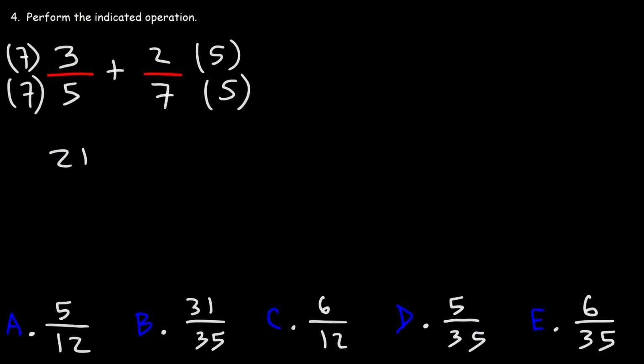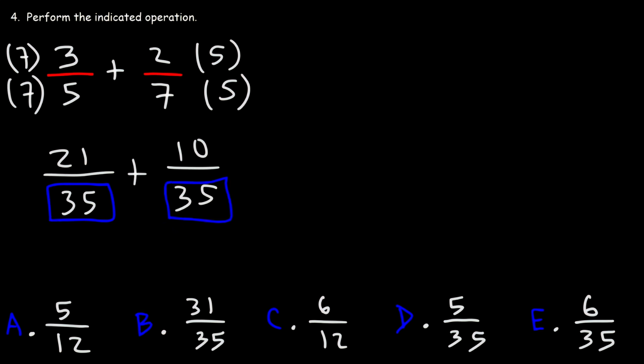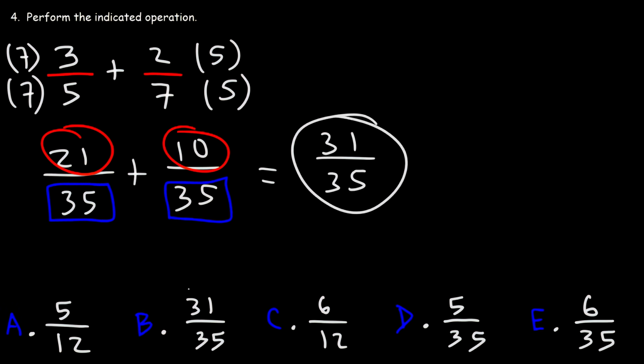7 times 3 is 21. 7 times 5 is 35. 2 times 5 is 10. So now that we have the same denominator, we can now add the numerators of the two fractions. So 21 plus 10 is 31. Therefore, the final answer is answer choice B.